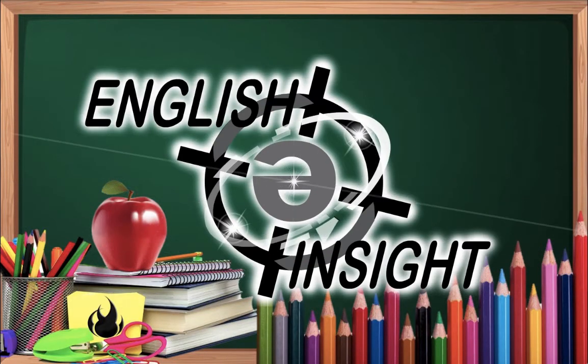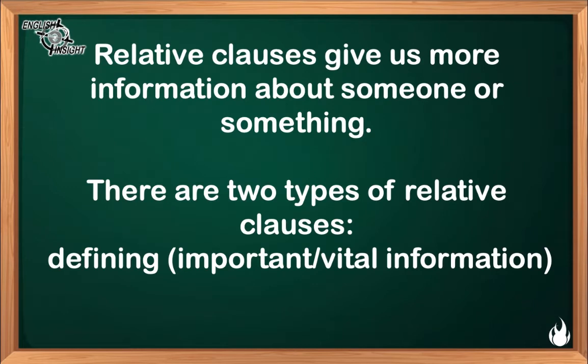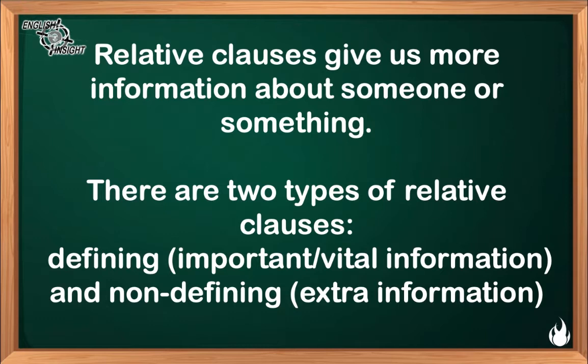Today's video is going to be about relative clauses. So, let's get down to business. Relative clauses give us more information about someone or something. There are two types of relative clauses. Those which are called defining relative clauses, and they give us important or vital information about the sentence or the whole idea. And those which are called non-defining relative clauses, and the information that they give us is not important, not vital, and that's why it is considered extra information.